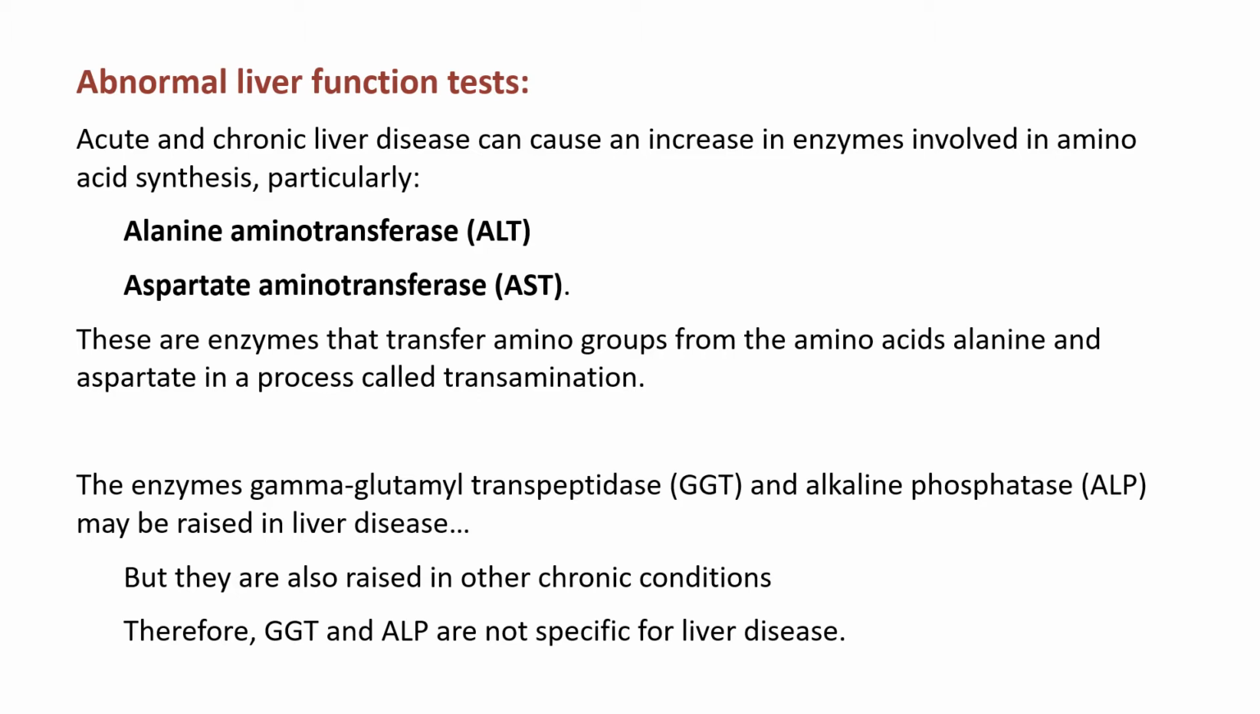The enzymes GGT, gamma-glutamyl transpeptidase, and alkaline phosphatase, ALP, may also be raised in liver disease, but they're not specific to liver disease. They can be raised in other chronic conditions. So therefore, GGT and ALP are not really specific. ALT and AST, on the other hand, are.